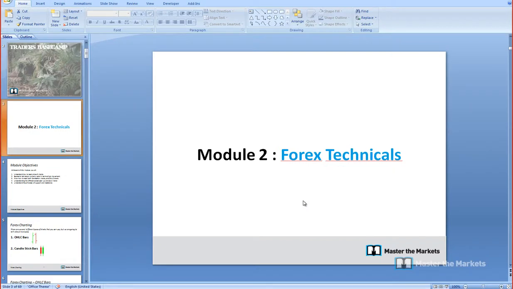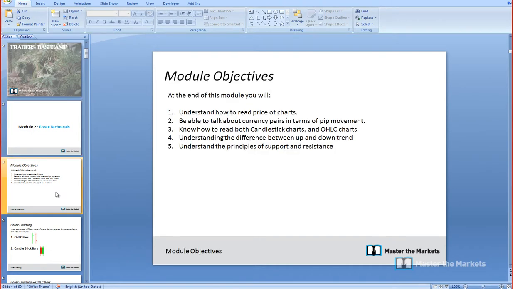Alright, so now we are here on Module 2, Forex Technicals, and I'm just here with Hitan. Just going to run through what we're going to be telling them. So Hitan, do you remember what are the three main things we're supposed to do with the clients?